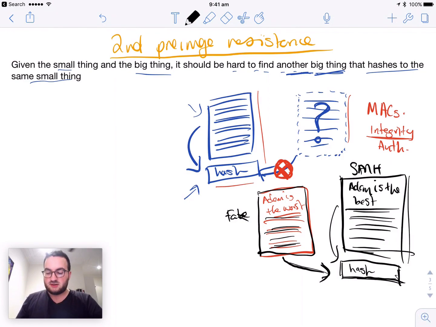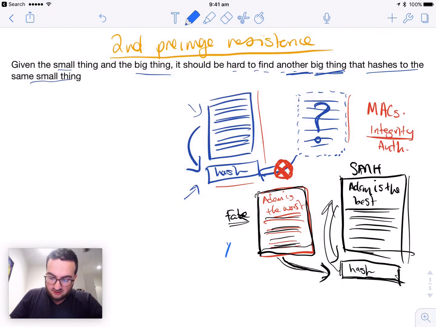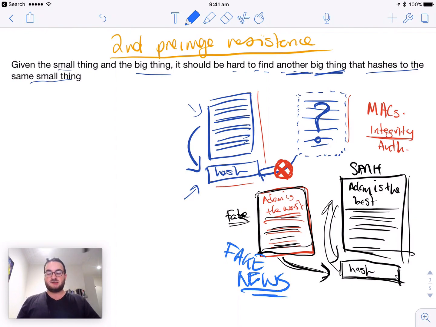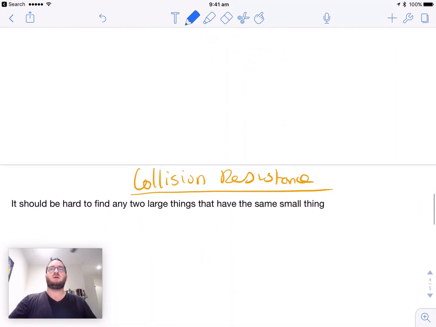So the Sydney Morning Herald really don't care about you being able to reverse the hash, but they definitely do care about you being able to find another message that has the same hash as the original thing. Because what this over here is, is fake news. And they do not like that. So that's why second preimage resistance is a really important property, and why it would matter to some people over others. So that's second preimage resistance. Let's talk about the final one, which is collision resistance.